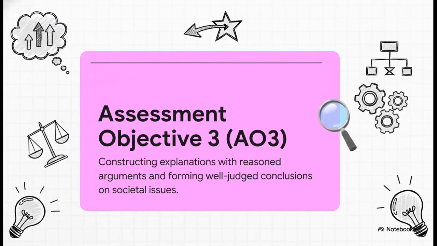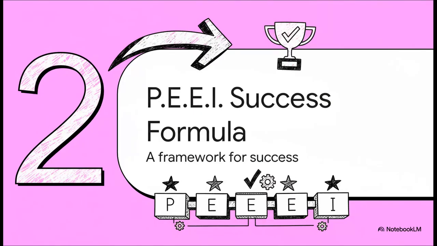And here it is. This is the secret key. It's all about something called Assessment Objective 3, or AO3. This means you can't just dump a bunch of facts on the page and hope for the best. Nope. The examiners want to see you build a real, solid argument and come to a smart, well-thought-out conclusion. Honestly, this one skill is what separates a B from an A.